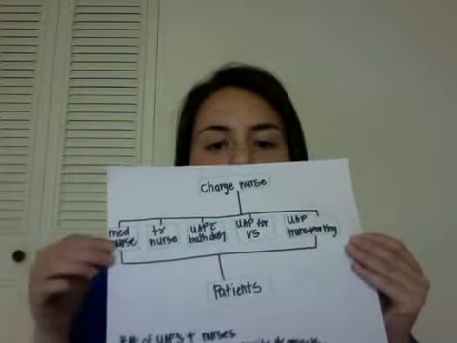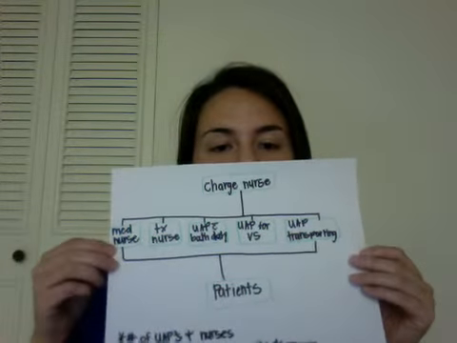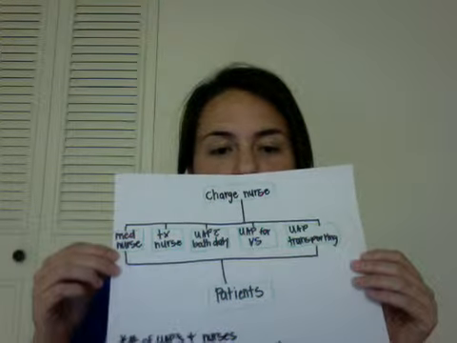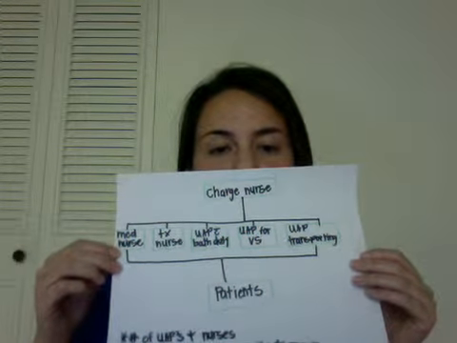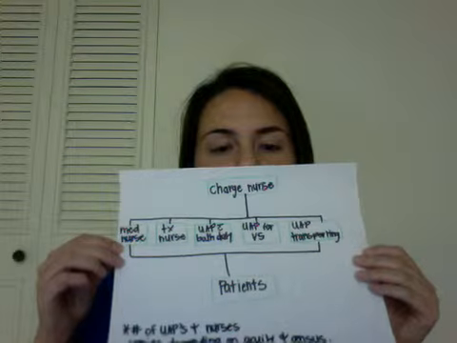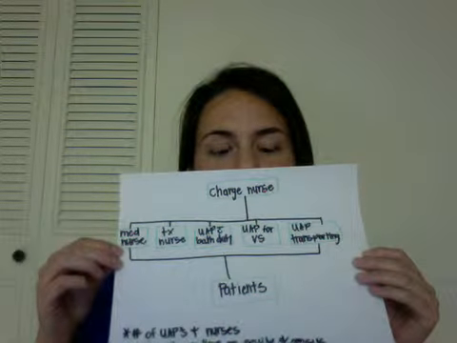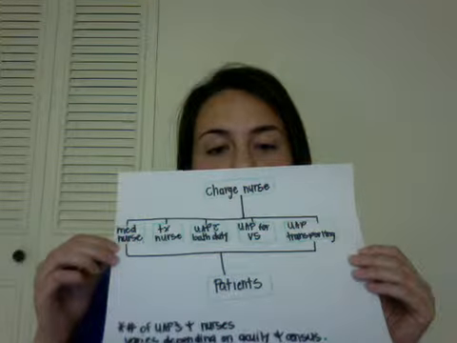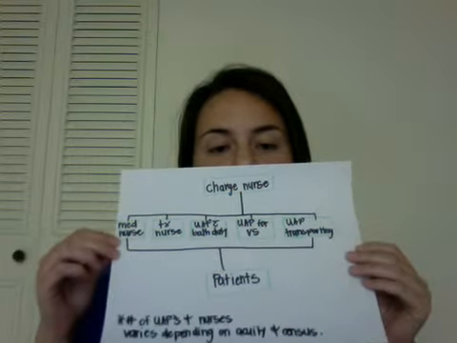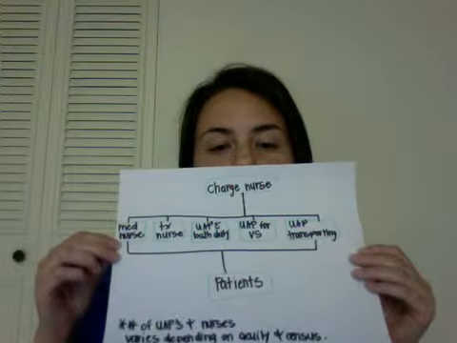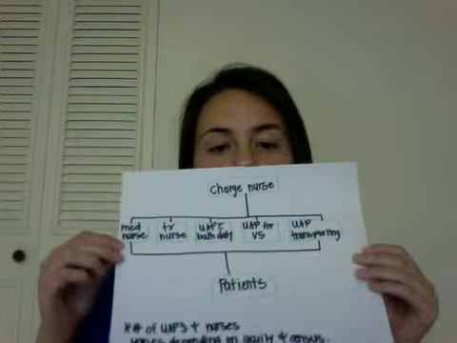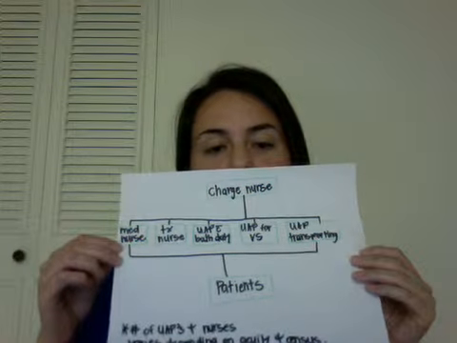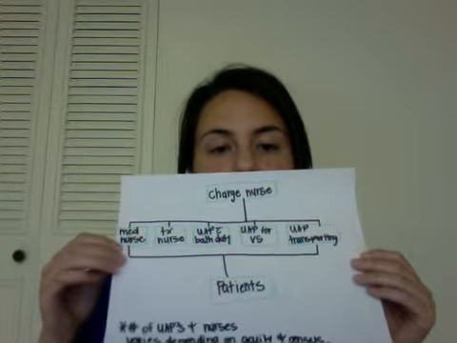This is a diagram of this kind of model. You have a charge nurse, and this charge nurse delegates responsibilities to a med nurse, a treatment nurse, a UAP with bath duty, a UAP for vital signs, and a UAP for transporting. All of these nurses and UAPs are responsible for all of the patients on the unit. Depending on the number of patients and acuity, you might have fewer nurses and fewer UAPs, and if you have higher census and higher acuity, you may have more nurses and more UAPs.